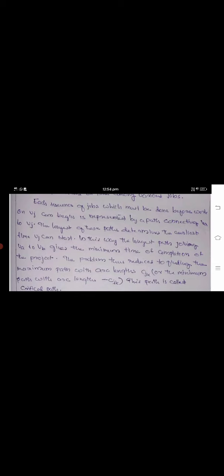Okay, so in this way, the longest path joining VA to VB gives the minimum time of completion of the project. The problem thus reduces to finding the maximum path with arc length CJK or the minimum path with arc length of minus CJK. So, this path is called the critical path.